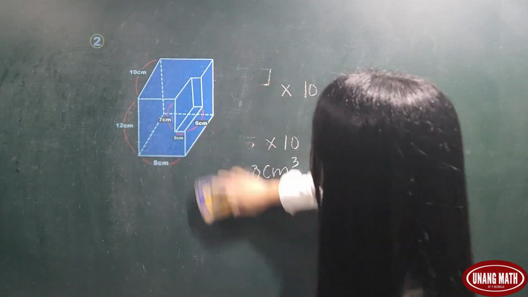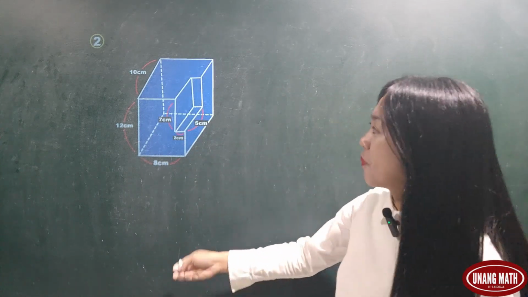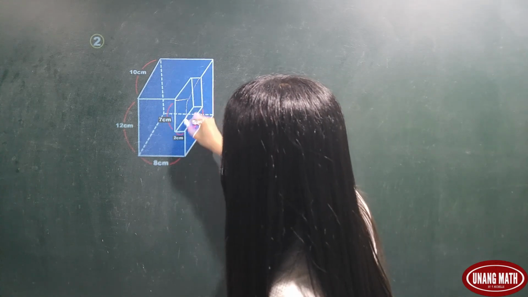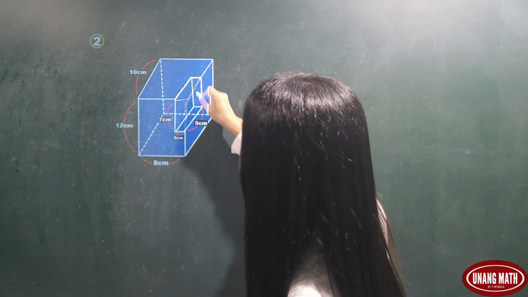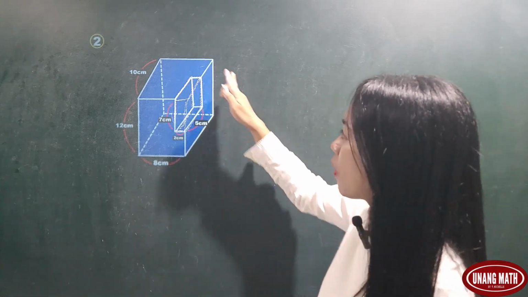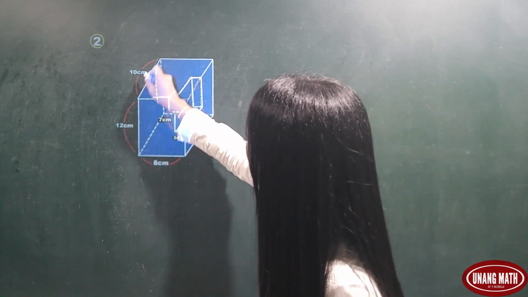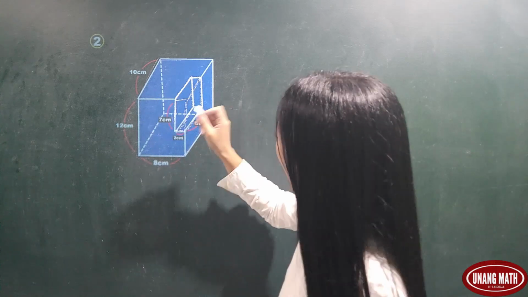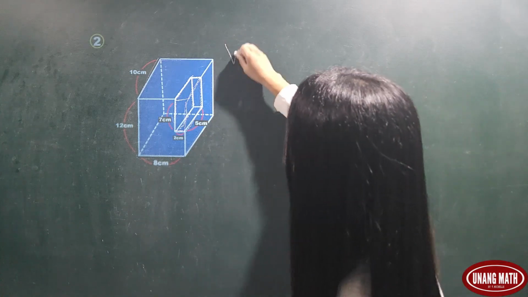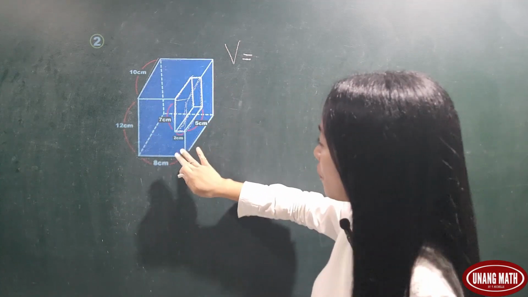Let's find the volume of this figure with a removed part. Okay, where is the part that is removed? So if we're going to draw this one, this part is the part that is removed. Okay, to find the volume of this figure, our strategy would be to find the volume of the whole figure minus the volume of this part that is removed. So the volume of this figure. Okay, first find the volume of this whole figure.